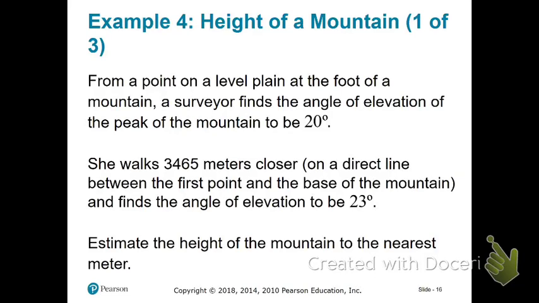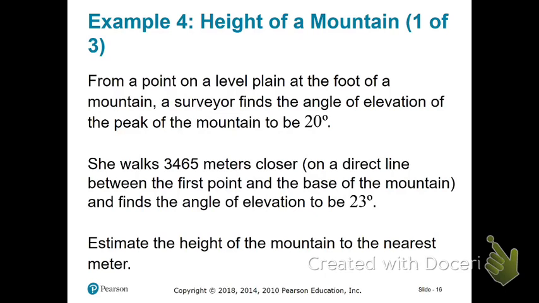Example 4 says, from a point on a level plain at the foot of a mountain, a surveyor finds the angle of elevation of the peak of the mountain to be 20 degrees. She walks 3,465 meters closer on a direct line between the first point and the base of the mountain and finds the angle of elevation to be 23 degrees. Estimate the height of the mountain to the nearest meter.